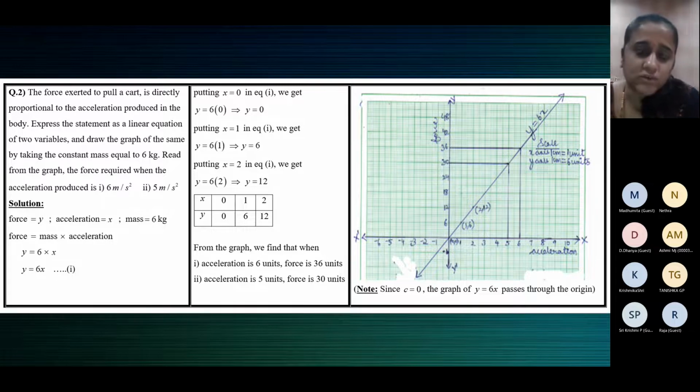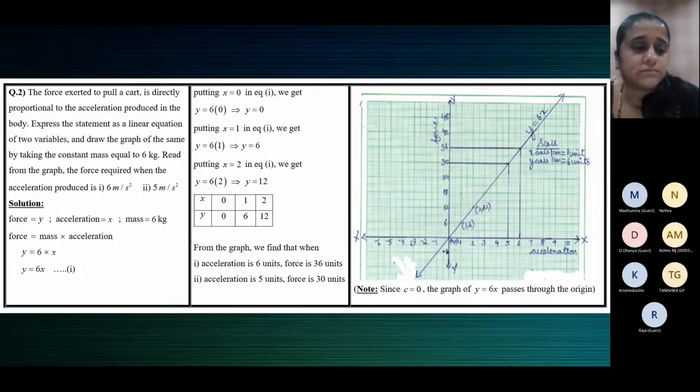You can take other values, children. You don't have to take what I have taken here for x, 0, 1, and 2. You can take different values. As you work, if you have any questions, please ask me. Yes, ma'am. Yeah, good.